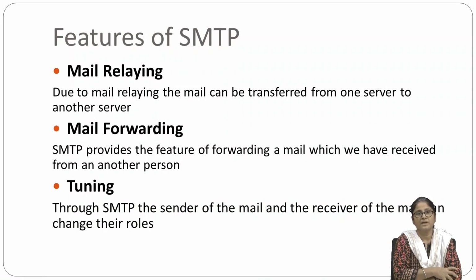The second one is mail forwarding, right. SMTP provides the feature of forwarding mails. We can forward the mails which have already been received from different users, right. So this is one of the features of SMTP. The third one is switching roles. Through SMTP, the sender of mail and the receiver of mail can change their roles. The sender can be a receiver and the receiver can also be a sender, right. So as per the requirement, we can change the role of sender and receiver.